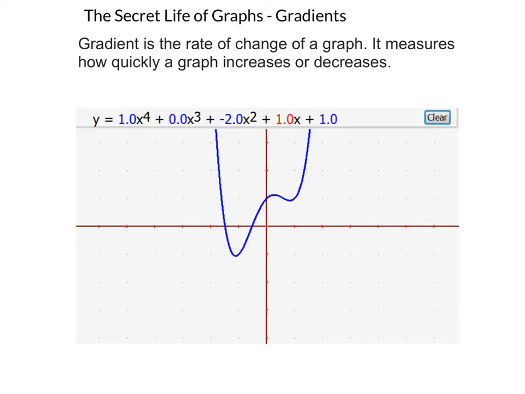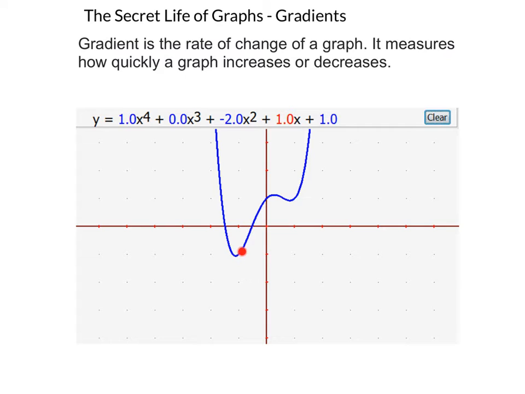Here is another graph. This is a quartic graph, but it's got a bit of quadratic in it and a bit of linear in it. As I start from the left, if I'm coming down here, I'm rapidly coming down the hill, large negative gradient, till I get down to here, which is 0. So the gradient at this point is 0.